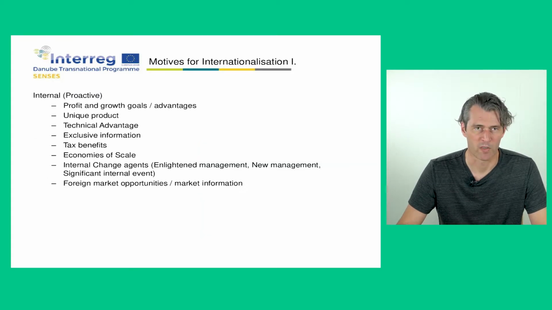What are the typical motives behind going into international markets? These are the list of the internal proactive reasons: profit and growth goals or advantages, a unique product, a technical advantage, exclusive information. There can be tax benefits, economies of scale. There may be changes internally, like an enlightened management, new management, or some other significant internal event. Foreign market opportunities may present themselves, or there may be new market information.